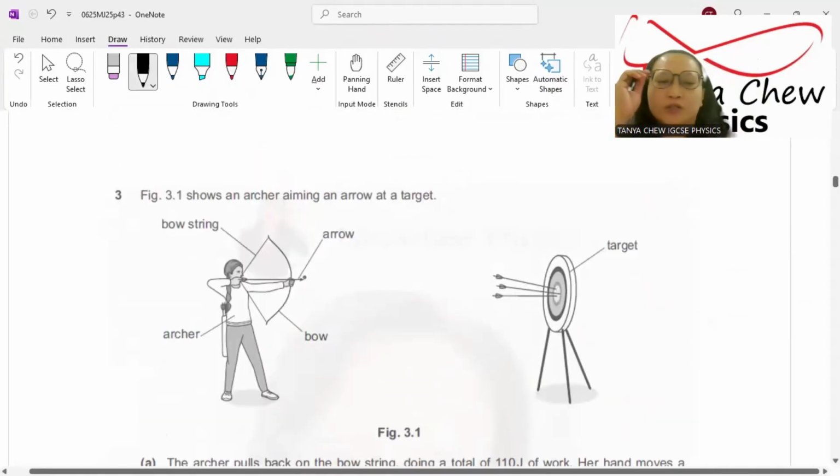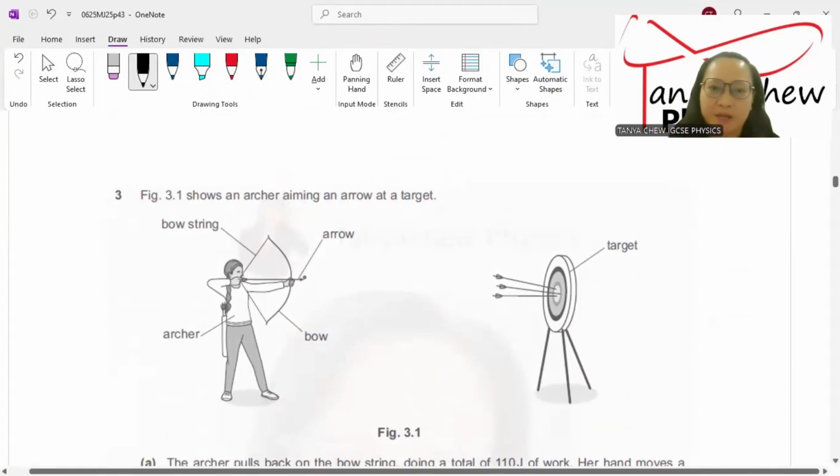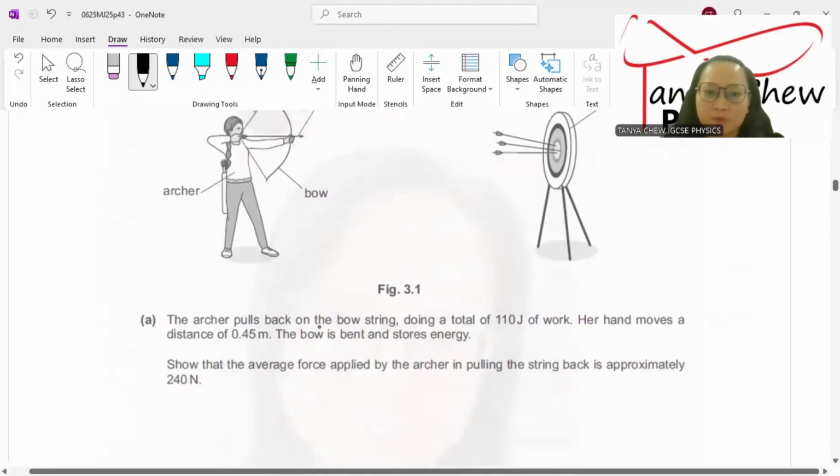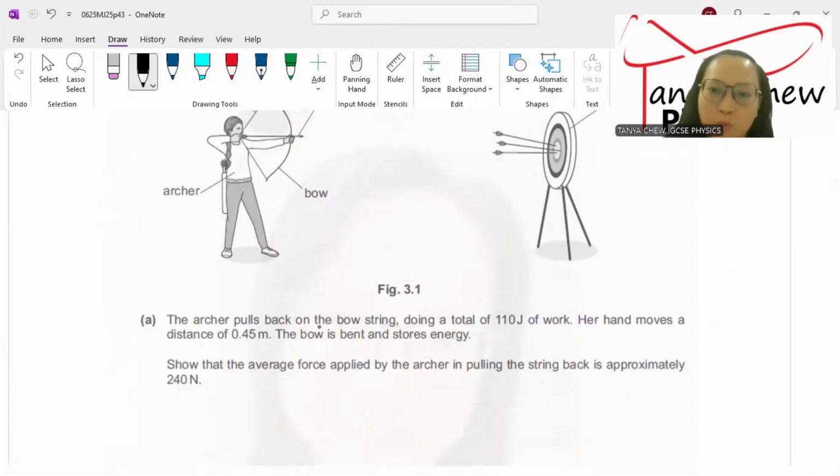Fig 3.1 shows an archer aiming an arrow at a target. The archer pulls back the bowstring, doing a total of 110 joules of work. Her hand moves a distance of 0.45 meter. The bow is bent and stores energy. Show that the average force applied by the archer in pulling the string back is approximately 240 Newton.